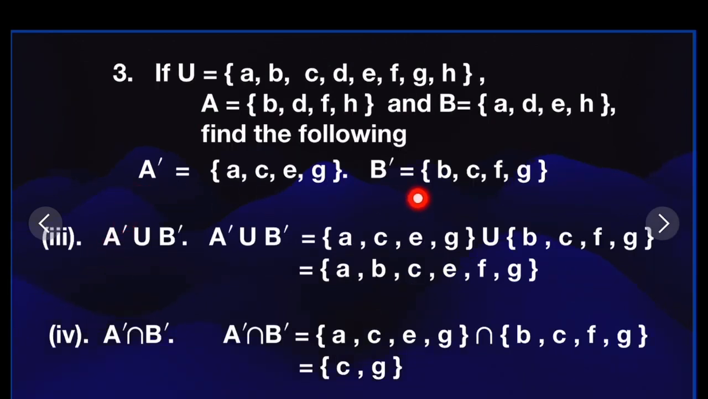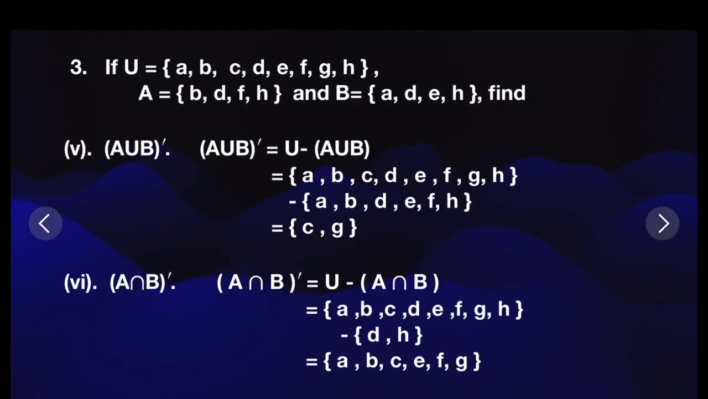So we know A dash, B dash. A dash union B dash, just do the union of both the sets, you will get the answer. A dash intersection B dash, only the common elements, write it down. Number 5, A union B dash, the formula is U minus A union B, the set within the bracket.